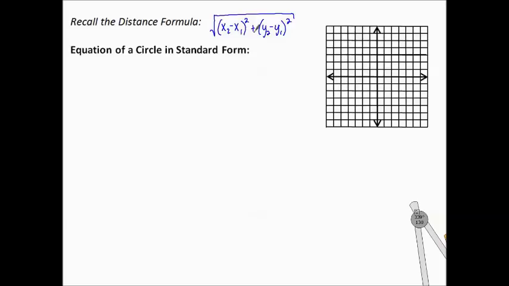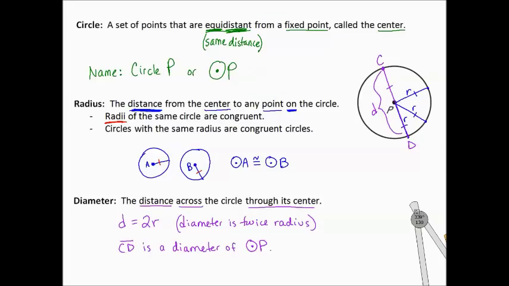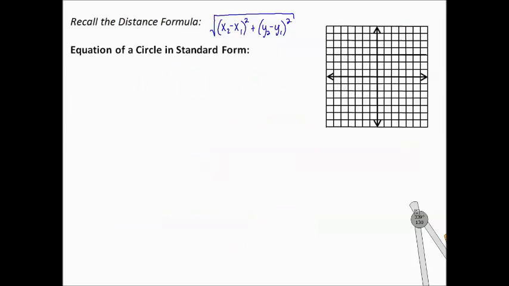Why recall the distance formula? Well, remember how a circle is defined: a set of points that are equidistant from a fixed point called the center. It's all about distance when we graph a circle. The radius is that distance that goes from the center to the point on the circle. So we need to know the distance formula to help us to graph a circle.